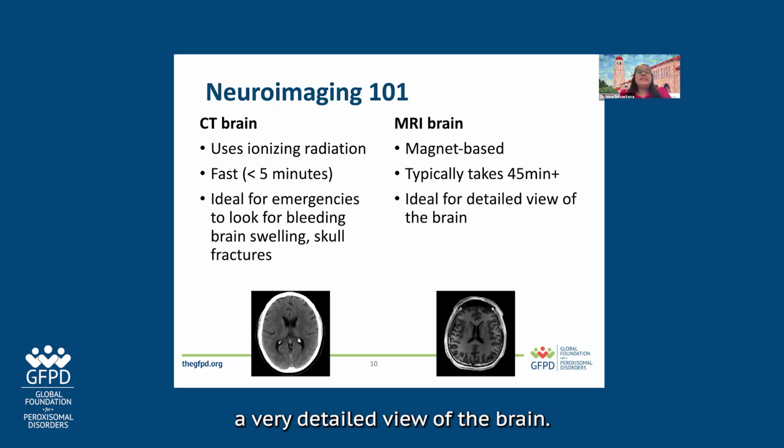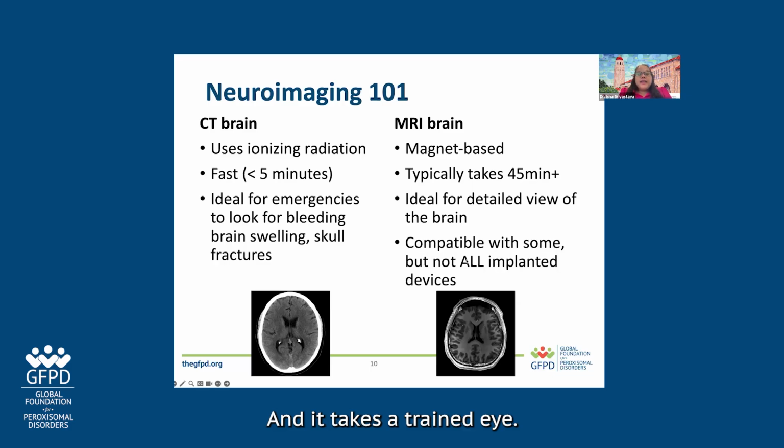However, it does provide a very detailed view of the brain. And so if you look at this picture, you can see the dark areas of the brain, or the gray matter, and the white areas of the brain, that's the white matter, and it's really easy to tell that distinction in this image. It's possible to tell that distinction on the CT image, but it's a little bit more tricky. It's a lot more subtle, and it takes a trained eye. And as I mentioned, MRIs are compatible with, I wrote some, but it's probably most implanted devices, but definitely not all implanted devices. So sometimes you're not able to get an MRI.